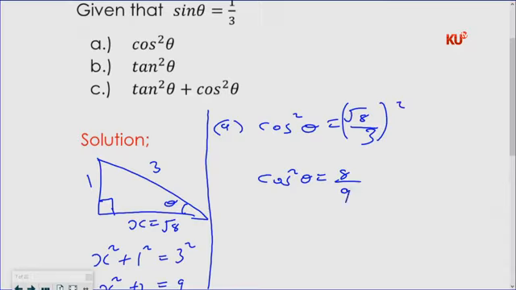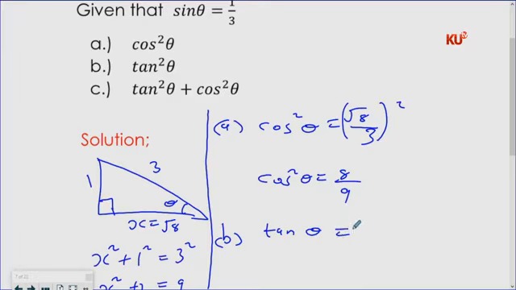And that is the answer for part A. Very simple indeed. Let's look at part B. Part B is asking us to get tan theta. Let's get tan theta first, then we shall consider the square part of it later.